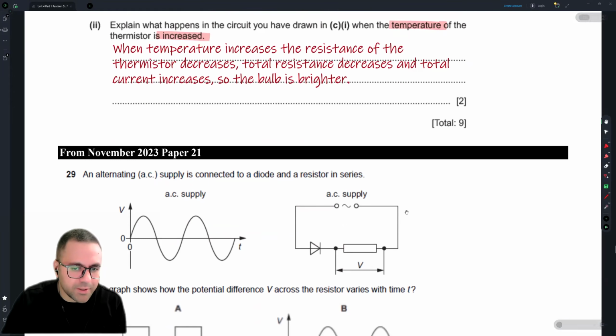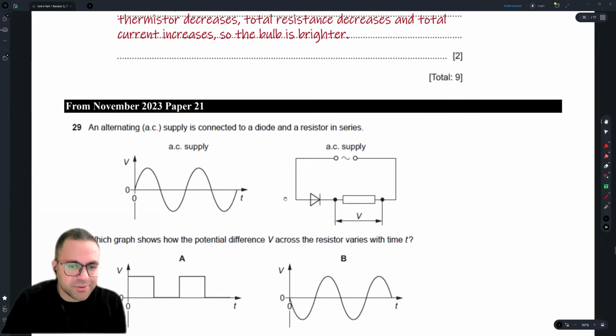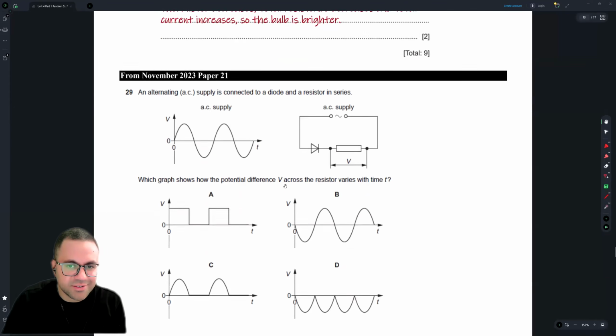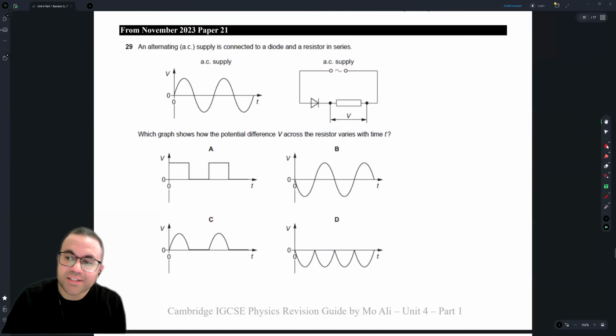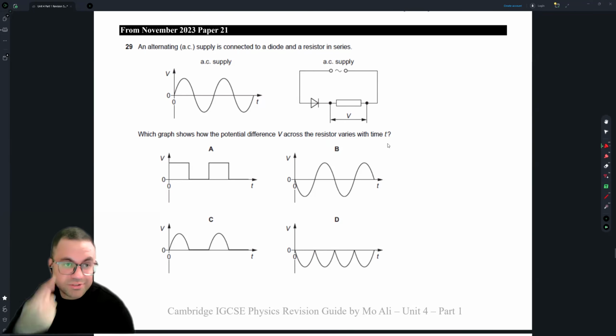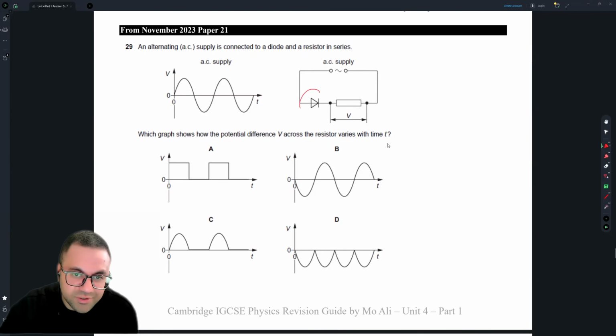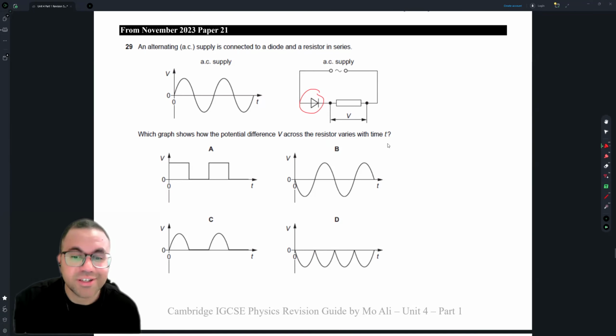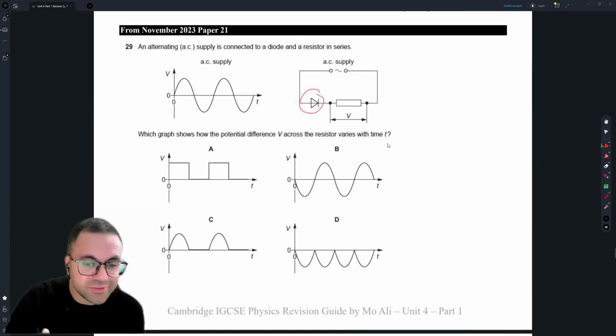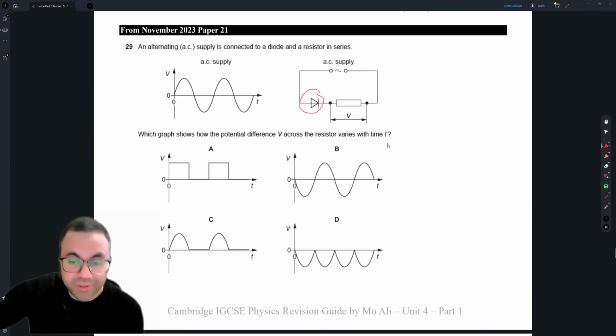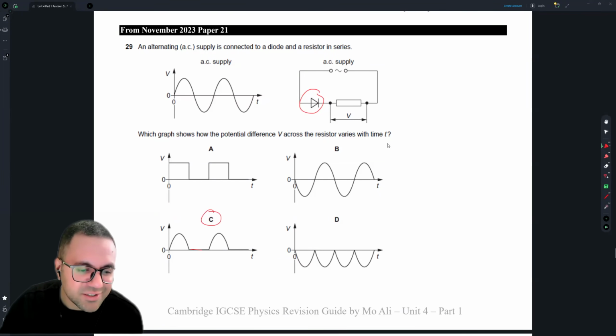Next question. Ooh, I see an AC supply. Oh, what's this? Is this a single diode or a full wave rectifier? Like without even reading the question, is this a single diode or a full wave rectifier? Just one diode. Look at this. He has the AC supply connected to one diode, and he's like, what's the voltage across this resistor? If it was the full wave rectifier, it would be a bunny hop going up, down, even if it's negative. But it's not. It's just one diode. So it's C. Cuts off half of the voltage.